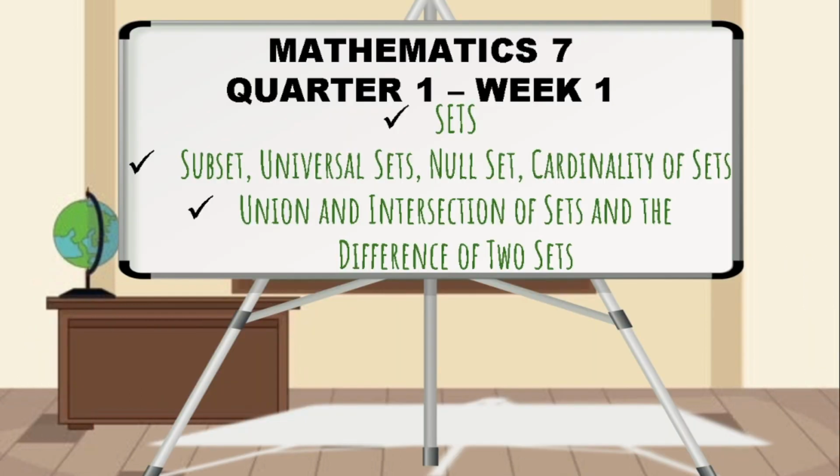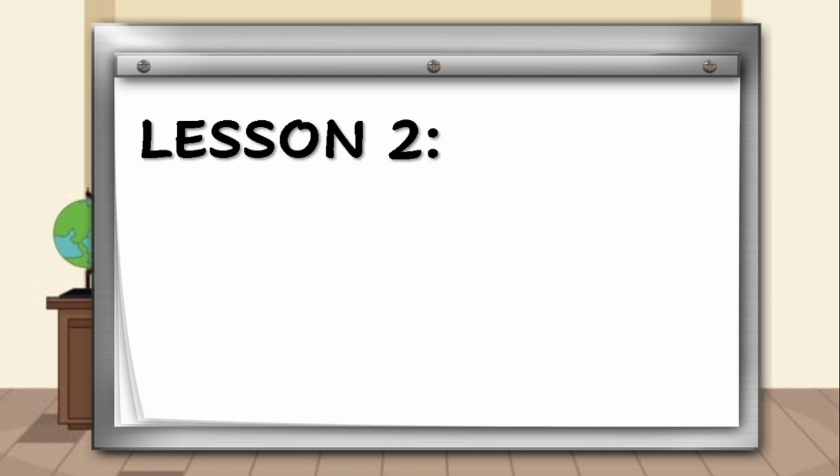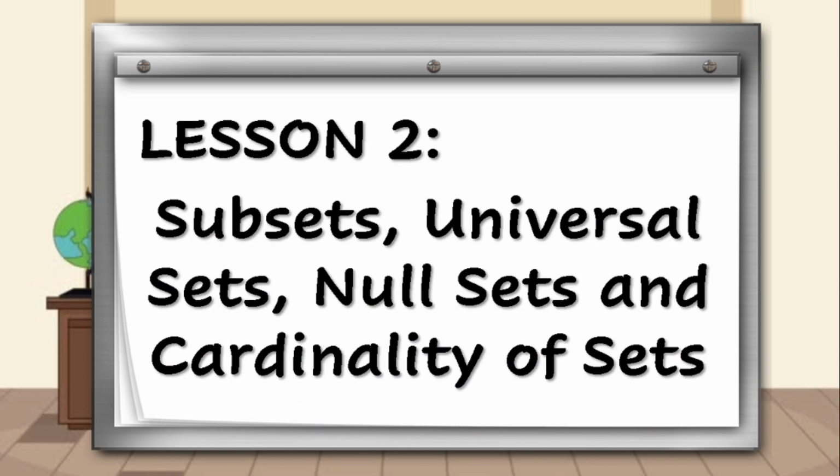Today, we will learn about sets, subset, universal sets, null set, cardinality of sets, union and intersection of sets, and the difference of two sets. In Lesson 1, you have learned how to illustrate sets. Now you will learn about subsets, universal sets, null sets, and cardinality of sets.